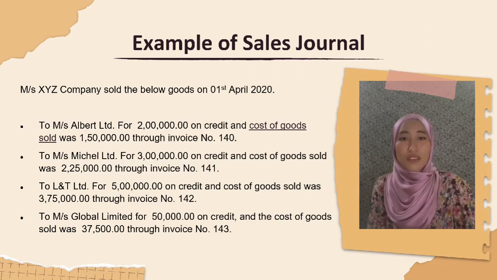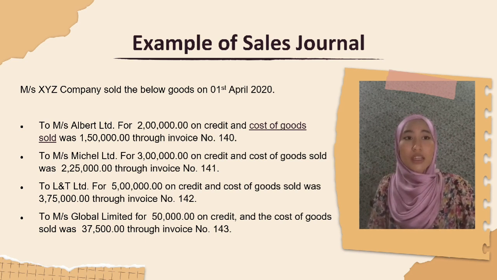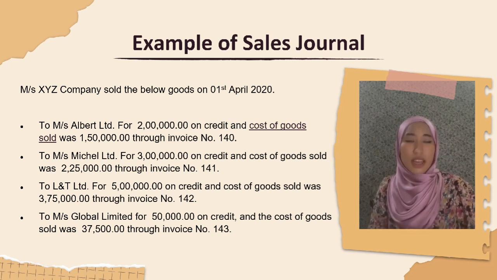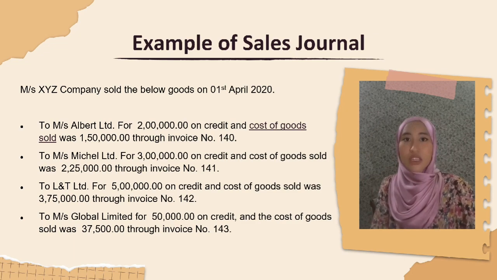Next is the example of sales journal. The question stated that XYZ company sold the below goods on 1st April of 2020. There are 4 transactions involved, and the question already stated to whom the goods are sold, the amount and the cost of goods sold, and also the invoice number. For example, one of the transactions is that the goods are sold to L&T Limited for 500,000 on credit, and the cost of goods sold was 375,000 through invoice number of 142. On the next slide, I will explain in detail about all of the transactions in the form of sales journal.